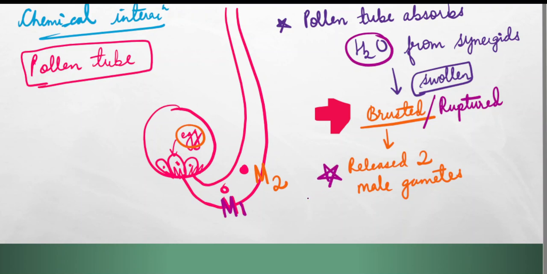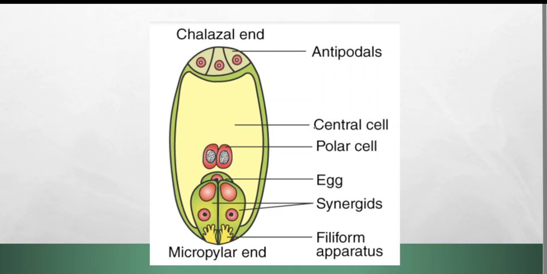The moment these two male gametes got released, these are two male gametes which are non-motile, hence what was the purpose of this pollen tube? I hope you understood, because the two male gametes were non-motile. So they will go inside here, and we have the secondary nucleus also. If you remember the diagram, we have polar nuclei, which are also known as secondary nuclei. So now the two male gametes have entered here.